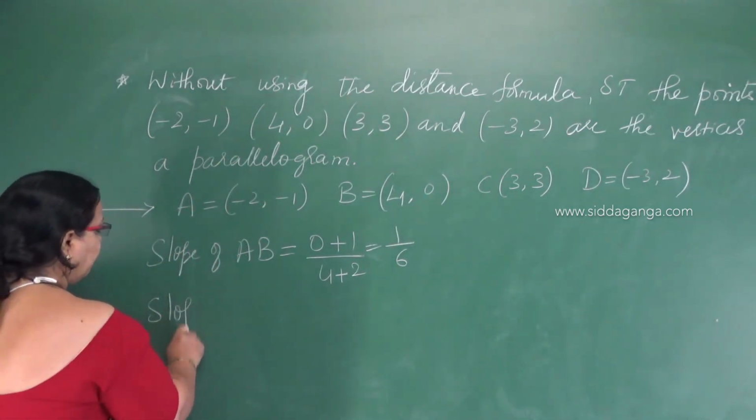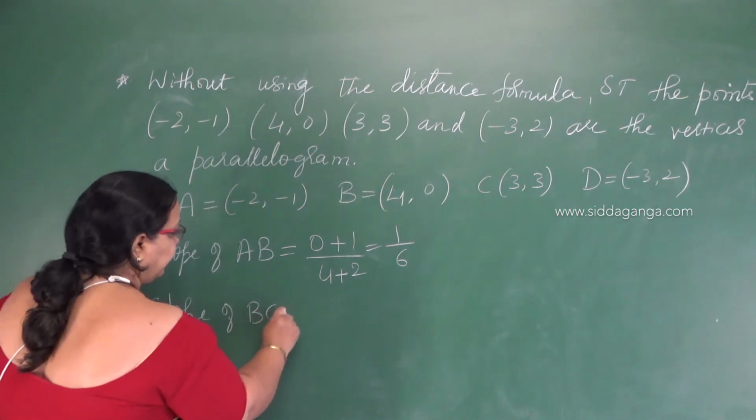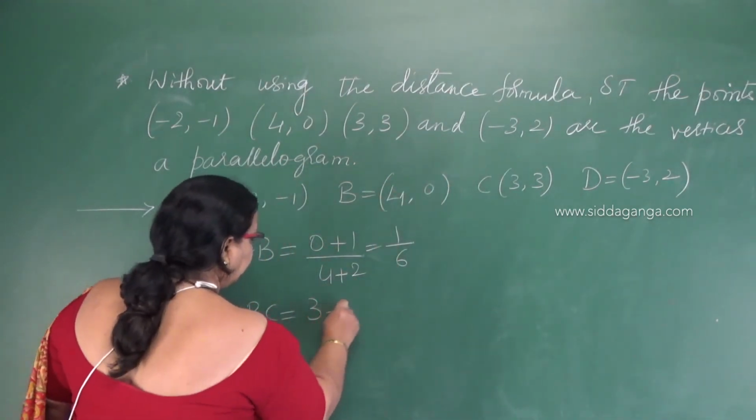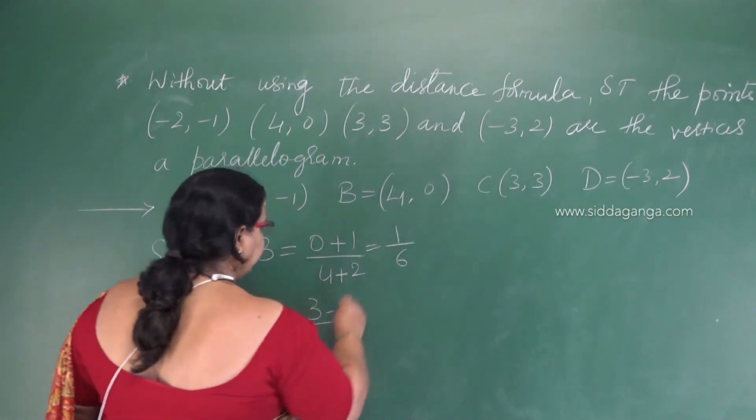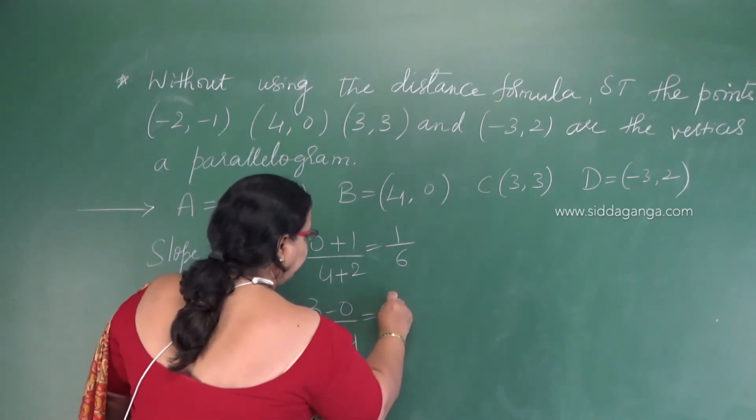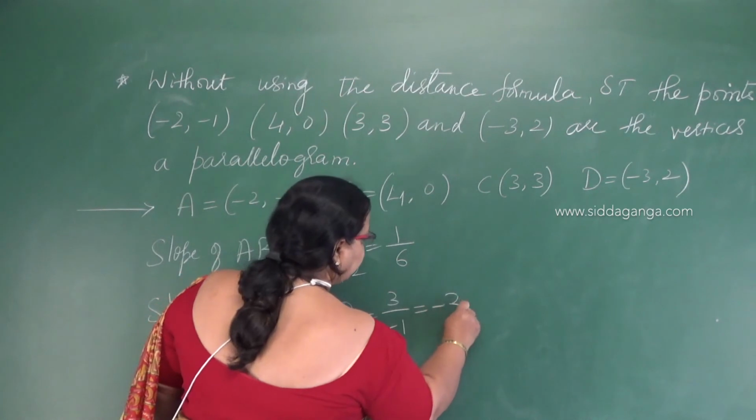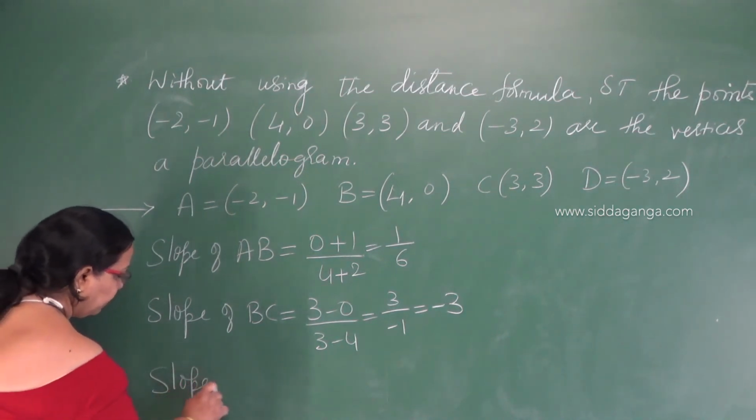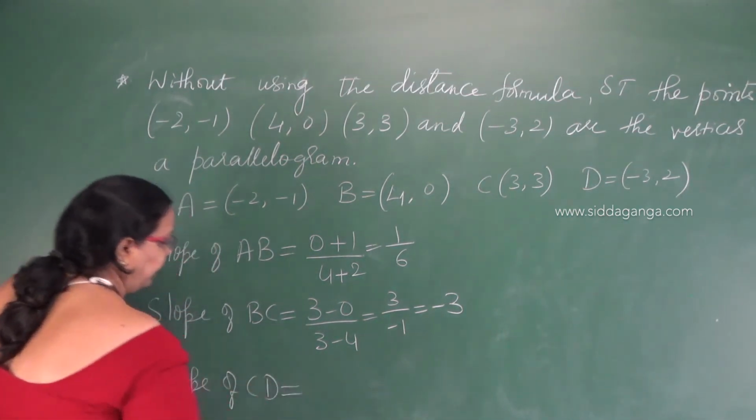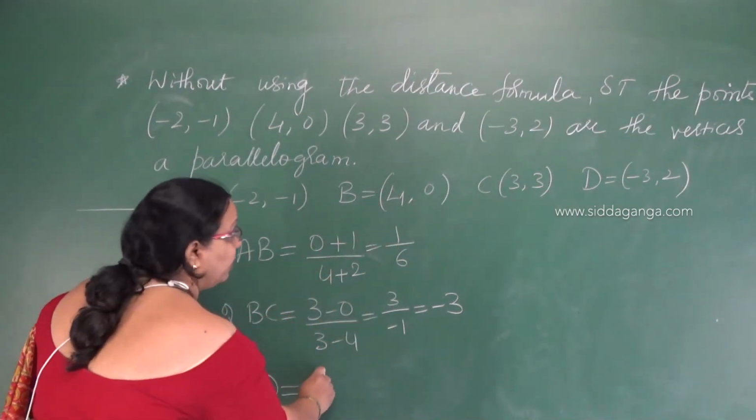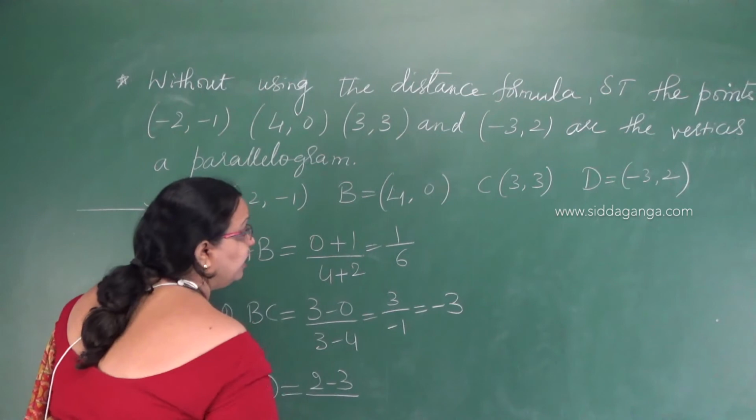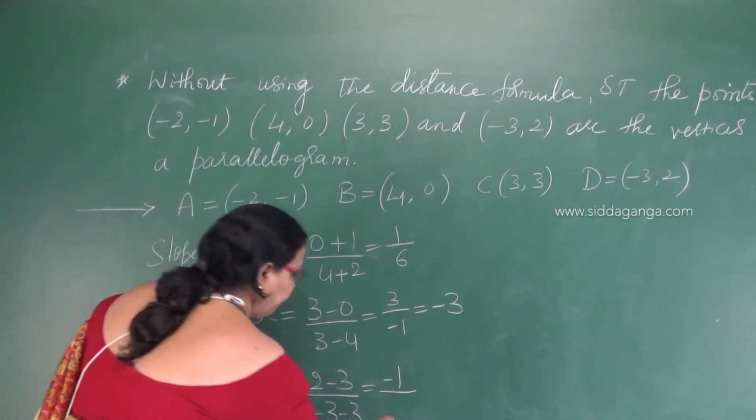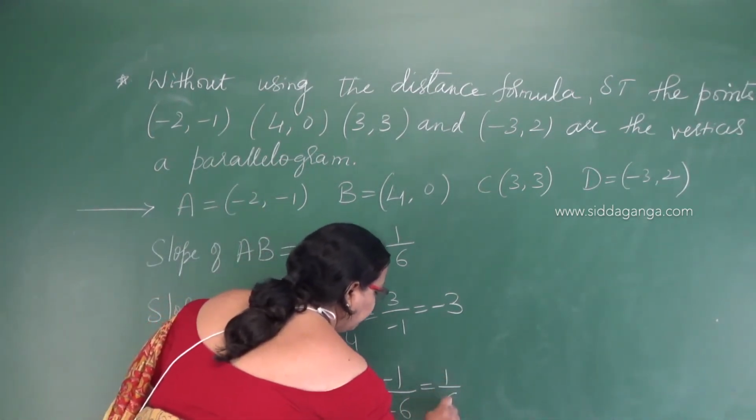Now you find the slope of the side BC, that is y2 minus y1 divided by x2 minus x1, that is equal to 3 divided by -1 equal to -3. Now you find the slope of the side CD, y2 minus y1 divided by x2 minus x1, that is minus 1 divided by minus 6, equal to plus 6.